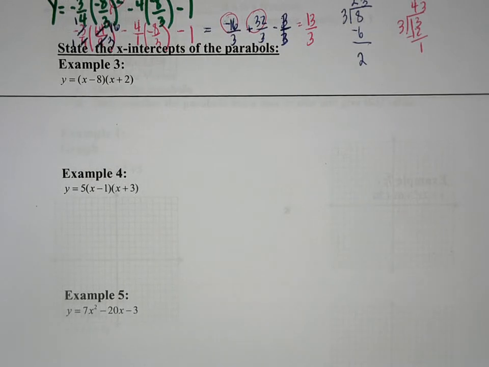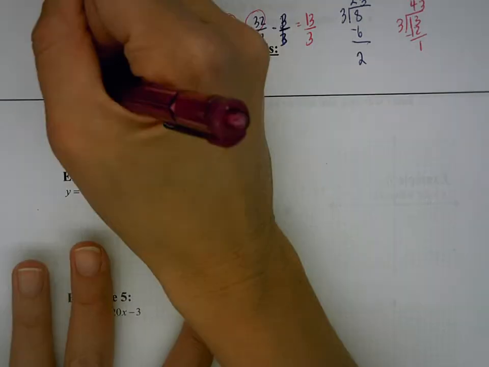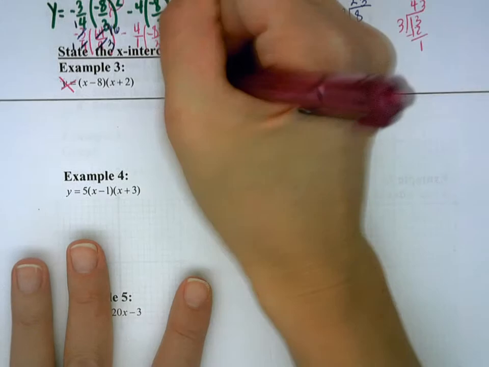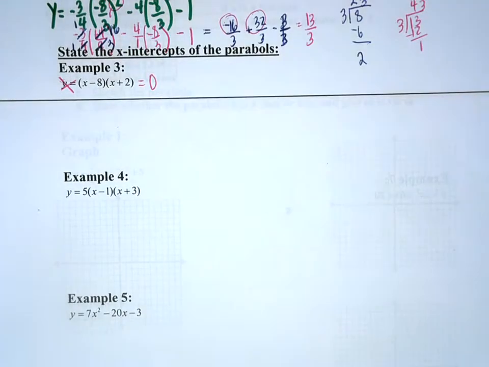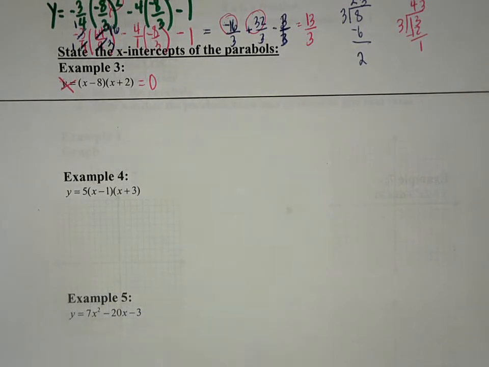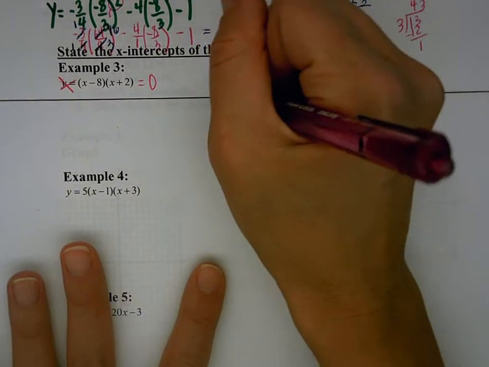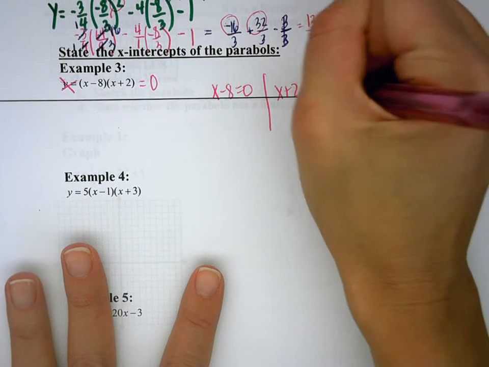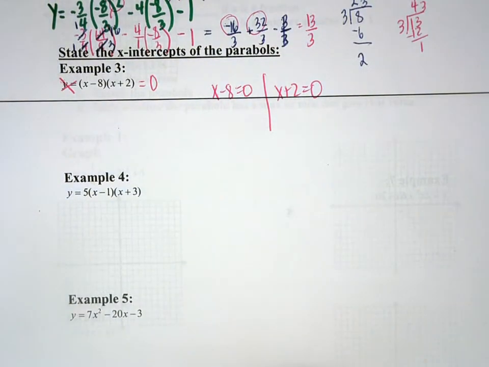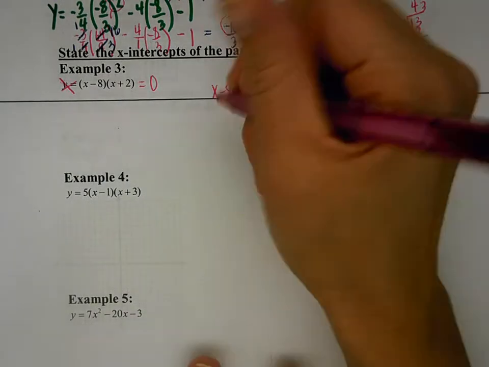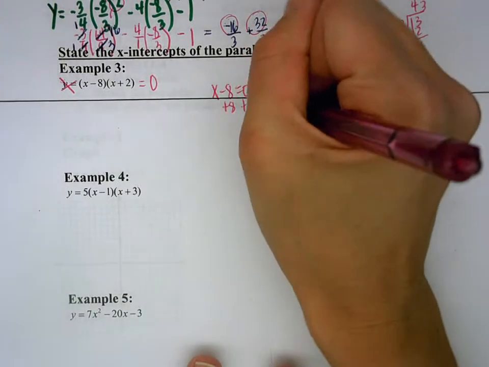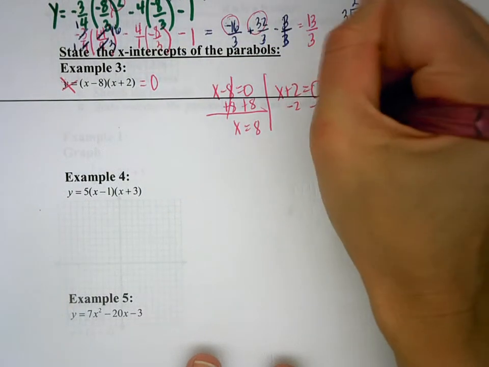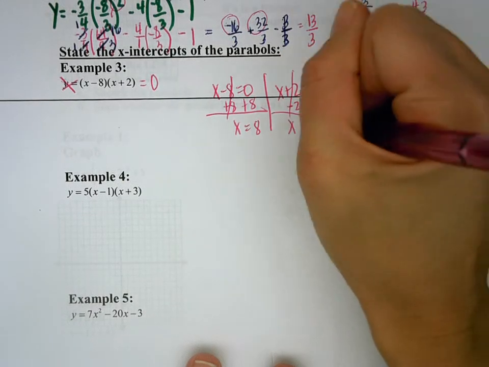So remember that we're just setting this equation equal to 0. We're plugging in 0 for y. So I'm just going to cross that out and put equals 0. And then you set each of your factors equal to 0. So I have x minus 8 equals 0 and x plus 2 equals 0. Here I add 8 to both sides to get x equals 8. Here I subtract 2 from both sides to get x equals negative 2.